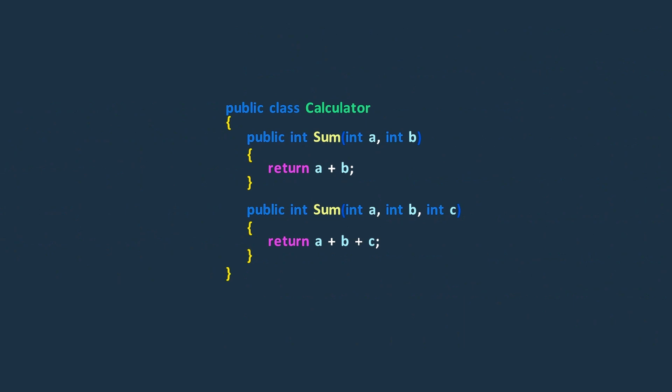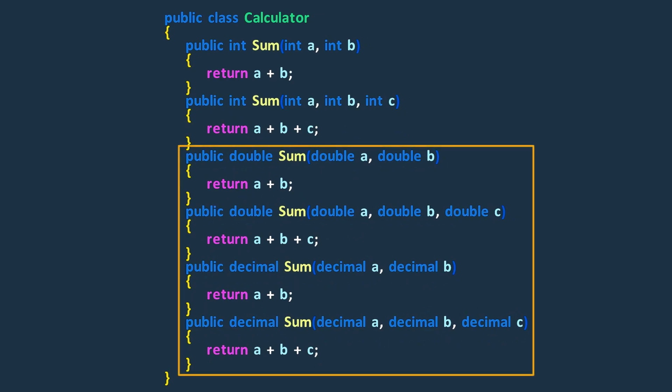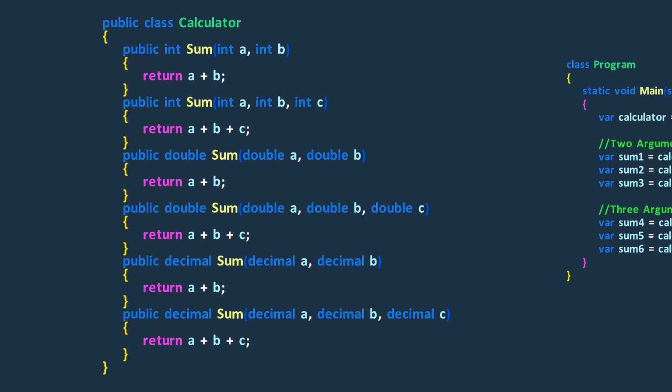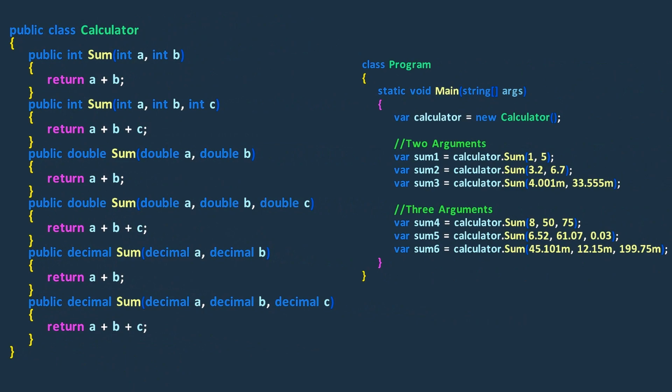Okay. In this example, we're overloading the sum method by having different versions with a varying number of parameters. We can also overload a method by changing the data type of the parameters. For the sum method, we could create 4 more overloads by changing the parameter types to double or decimal. This allows us to call the sum method with different data types, like int, double, or decimal. In this case, the key thing is that at least one thing must be different between method declarations, whether that's the number of parameters or their data types.